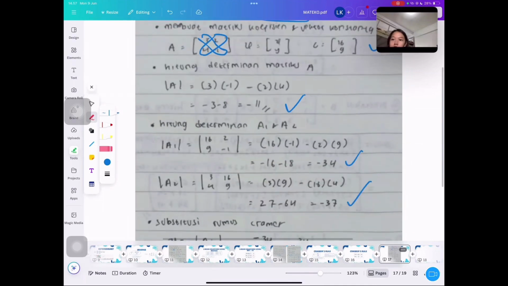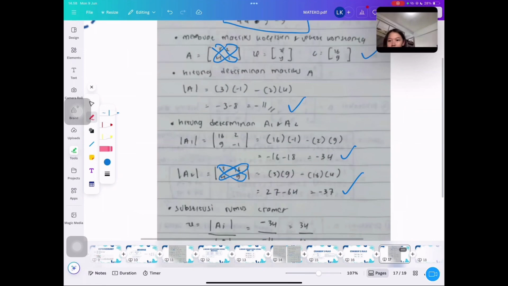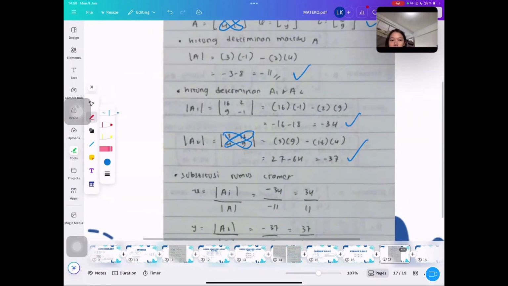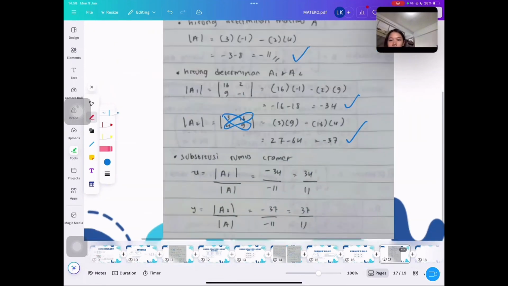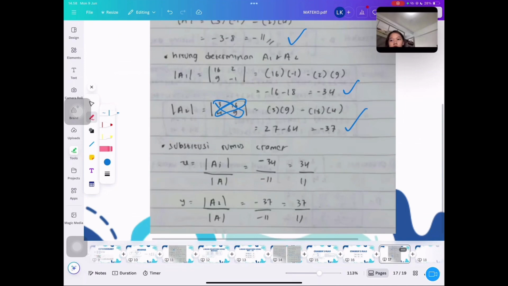We have to multiply it diagonally, and then after that substitute into Cramer's rule. Just put the answers from determinants A1 and A2 into the formula. So here is the answer we got.